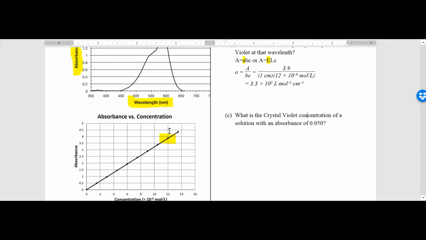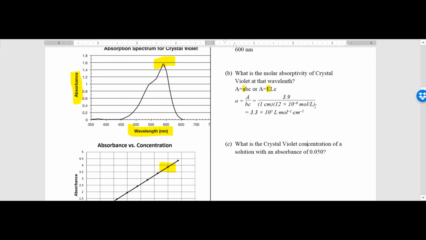And if you look at the graph again, since we chose that absorbance, go down to that concentration, and it's 12 times 10 to the negative 6 moles per liter, which is the unit for concentration. Multiply and divide all of that out, and you end up with 3.3 times 10 to the 5th liters over moles times centimeters, right? So the negative 1 for both the moles and the centimeters just means that it's being divided on the bottom. So it's liters divided by moles and centimeters.